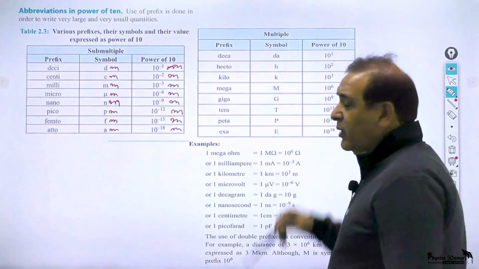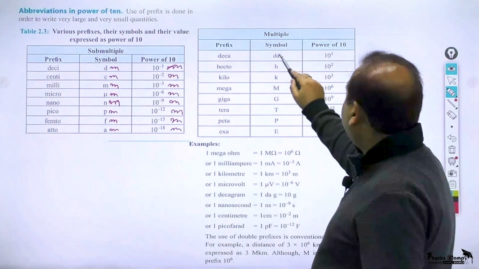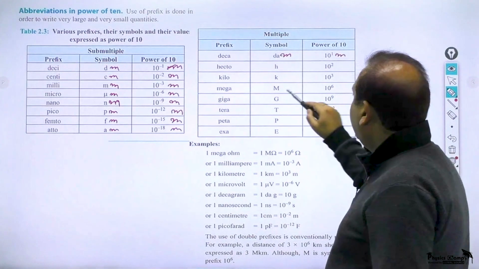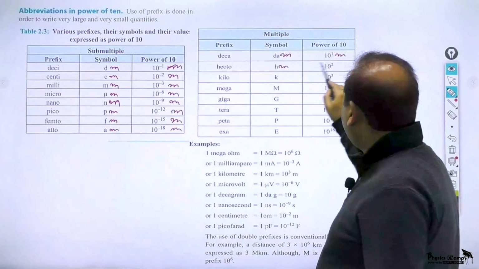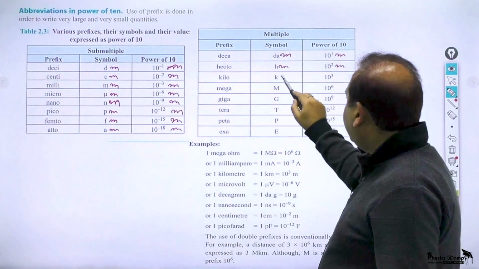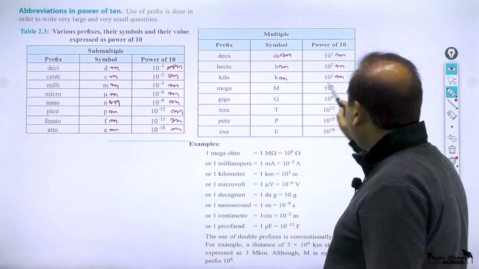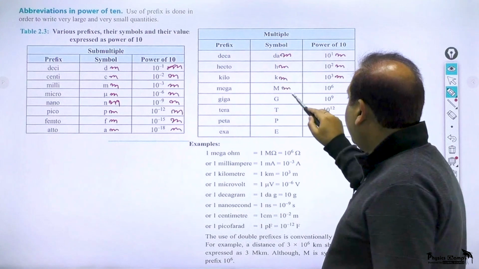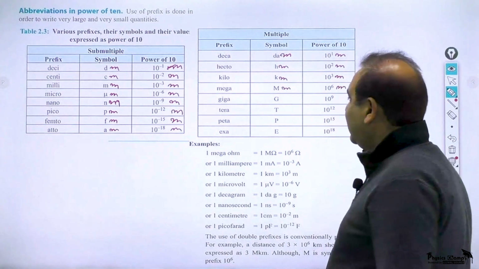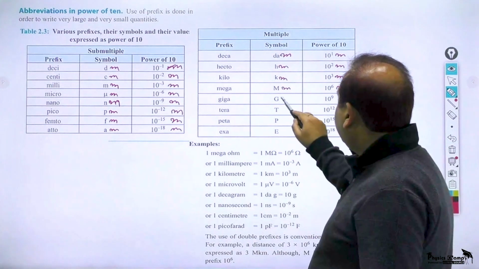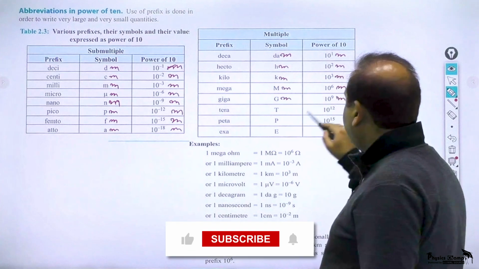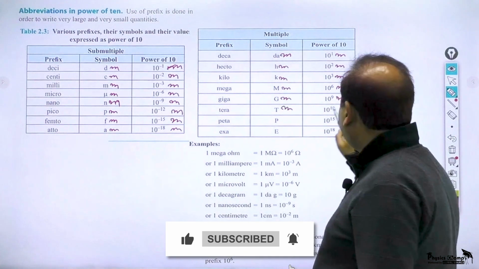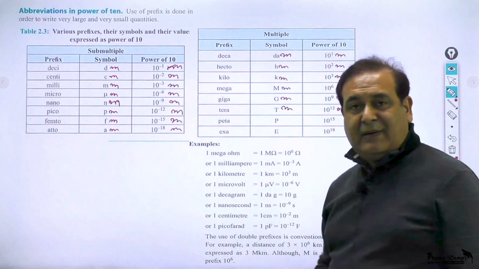Similarly, in the bigger unit, 1 decameter, that is 10 to the power 1 meter. 1 hectometer is 10 to the power 2 meter. 1 kilometer is 10 to the power 3 meter. 1 megameter, mega is capital M, 10 to the power 6 meter. 1 gigameter is 10 to the power 9 meter. They are all in capital. 1 terameter is 10 to the power 12 meter, like terabyte.